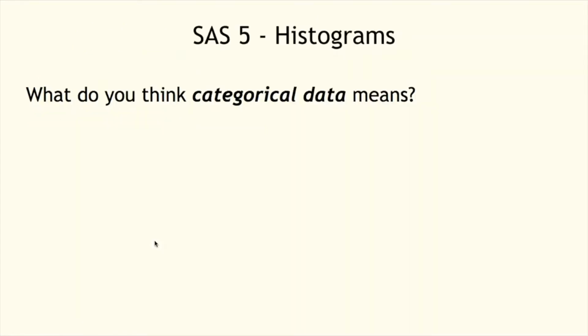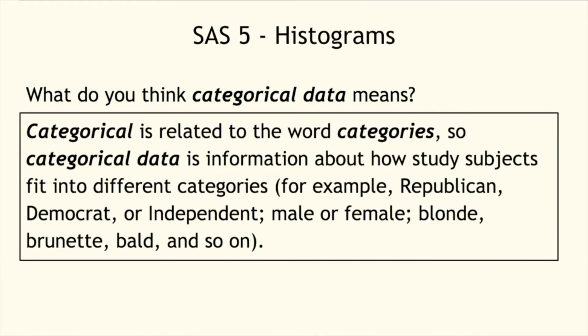So what do you think categorical data means? Okay, categorical data. So think of it this way. When you put stuff into categories, you separate it by different groups of things, okay? So for instance, if you were examining a bunch of fruit, you would separate it by the type of fruit it was, whether it was an orange or an apple or a kiwi or a pineapple, and so on, etc. So that's exactly what it means related to word categories. So categorical data is information about how study subjects fit into different categories: Republican, Democrat, Independent, male or female, blonde, brunette, bald, and so on.